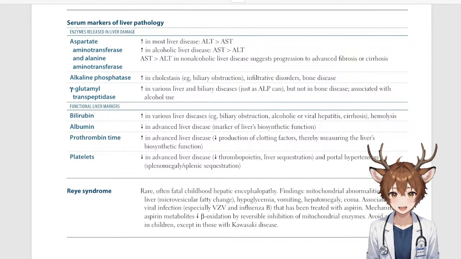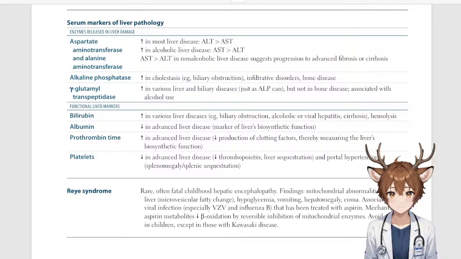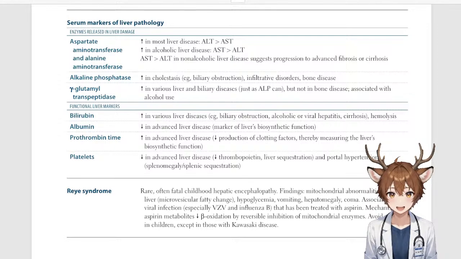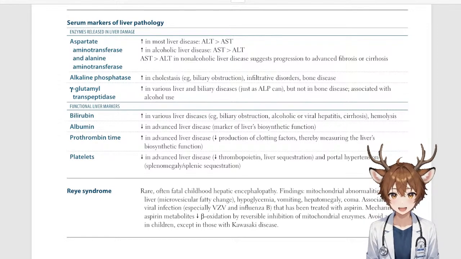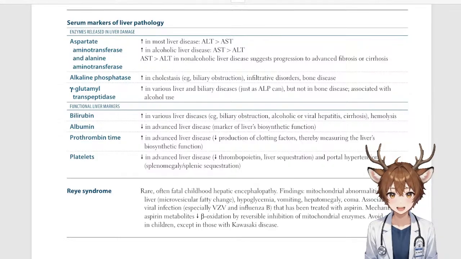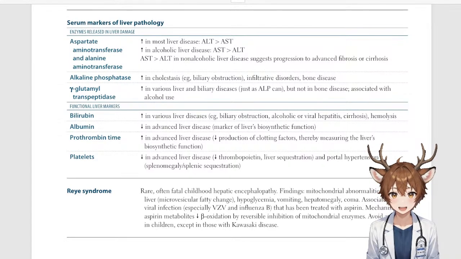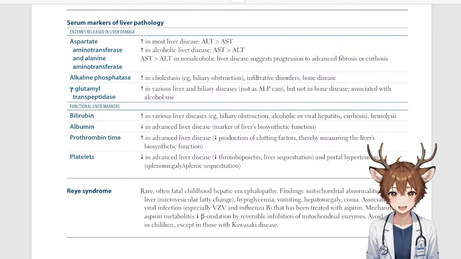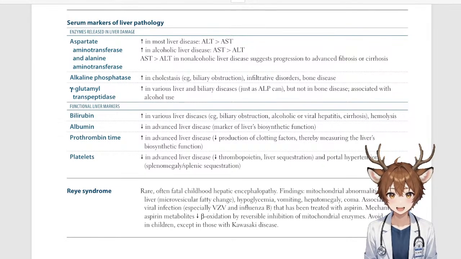Reye syndrome, R-E-Y-E. Reye syndrome is a rare, often fatal childhood hepatic encephalopathy, associated with viral infection, especially VZV and influenza, that has been treated with aspirin. Aspirin metabolites decrease beta oxidation by reversible inhibition of mitochondrial enzymes. Findings would be mitochondrial abnormalities, fatty liver, microvesicular fatty changes, hyperammonemia, hypoglycemia, vomiting, hepatomegaly, and coma.